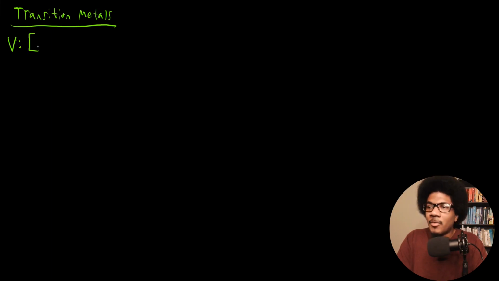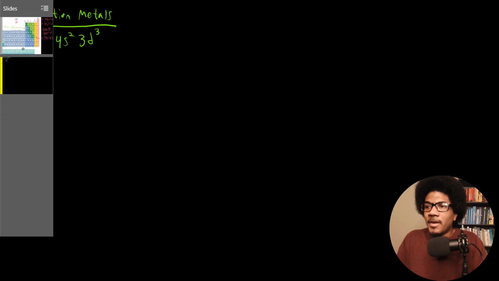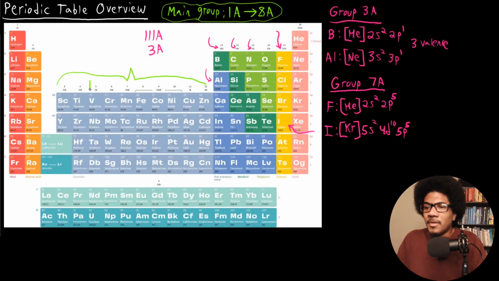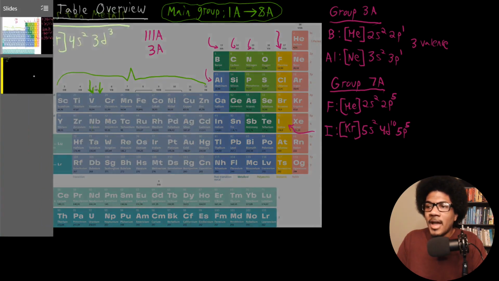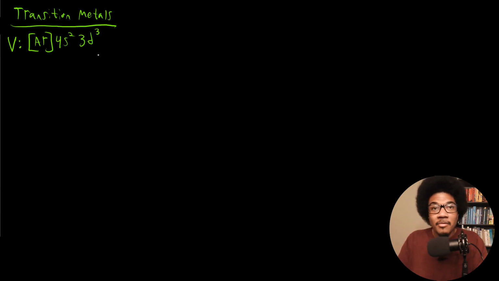Vanadium has the following electron configuration: argon, 4s2, 3d3, right? If we look at where vanadium is on the periodic table, we see vanadium right here, 23 total electrons. So we've accounted for all of those. What you'll notice is we have 5 total valence electrons, but we have electrons that are in the d shell, so we have some valence d electrons. Vanadium is a transition metal, and they're always characterized by electrons being in these d shells, right?